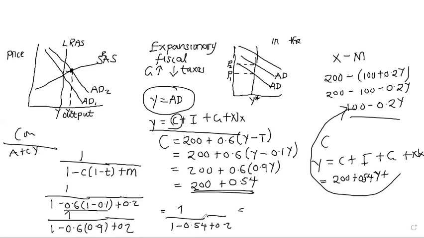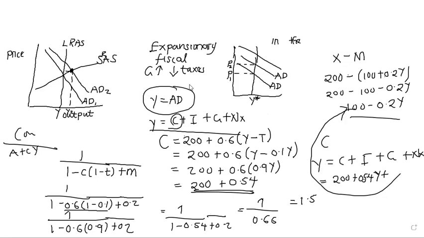Then you find the value of the multiplier. Let me just do this. I'll say 1 minus 0.54 plus 0.2. It's giving us 0.66, so the answer will be 1 divided by 0.66. Our multiplier is 1.5. That's all.